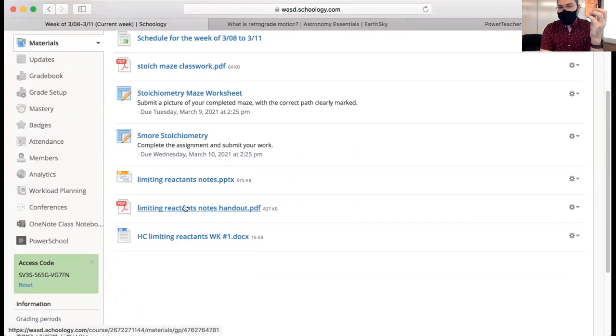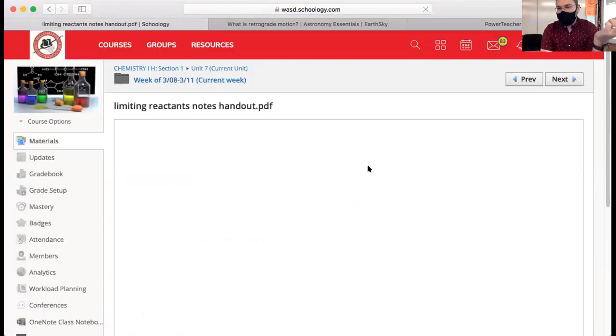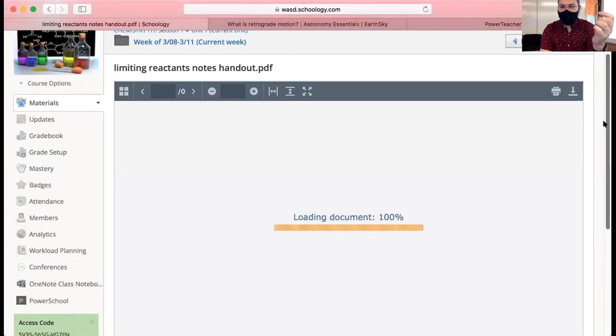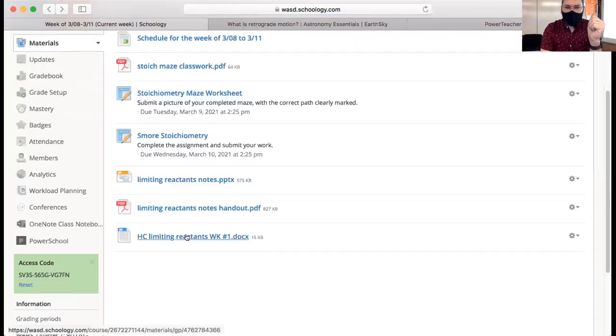There's also the same handout as a PDF. You can view it that way too. Either way, it doesn't really make a whole lot of difference. But the PDF has stuff filled in, so it's all in one shot, and that's not what you got if you're here. And then there's another paper that says limiting reactance, worksheet number 1.